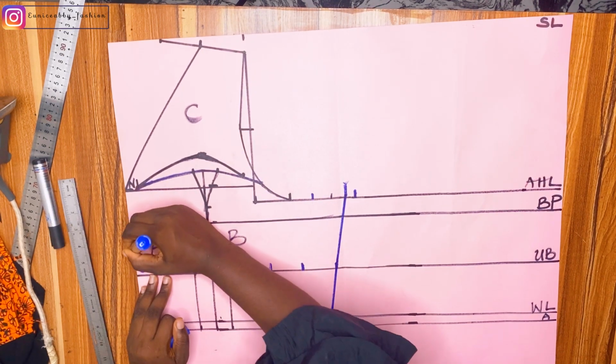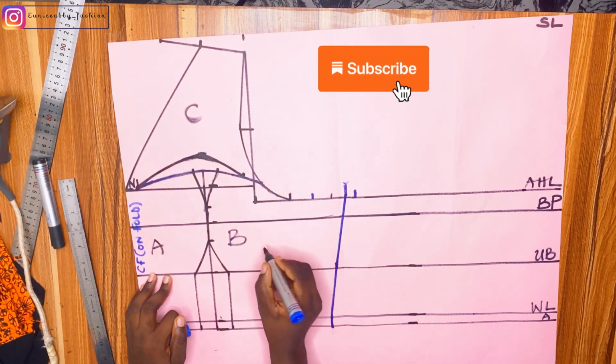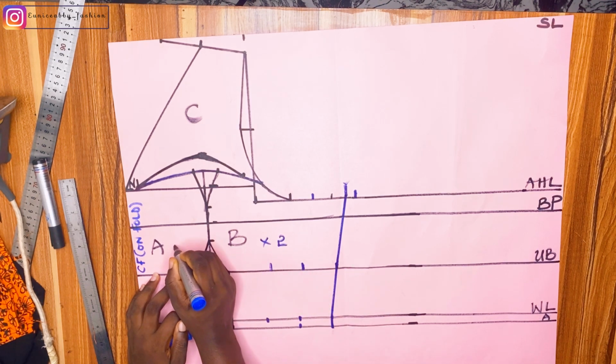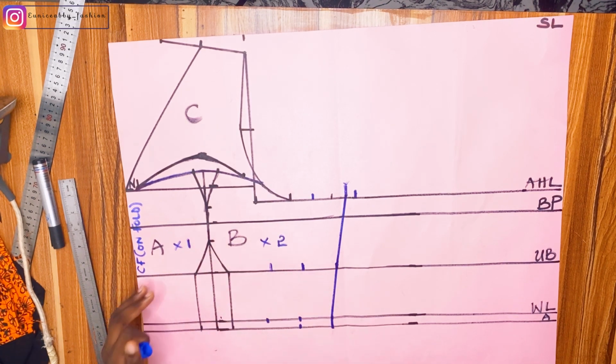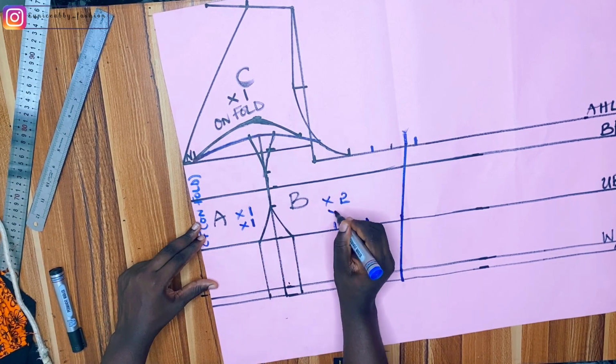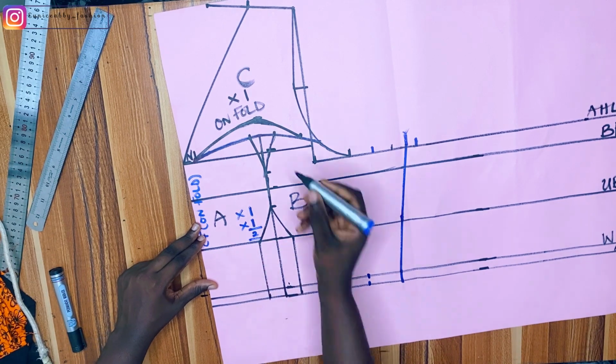I went ahead to label the center front, which we'll be cutting out on fold, and we'll be cutting out 1 piece of A and 2 pieces of B for the main fabric. And for the lining, we're going to cut out an extra piece of A and an extra piece of B. This implies that we're cutting out 4 pieces of B and 2 pieces of A.